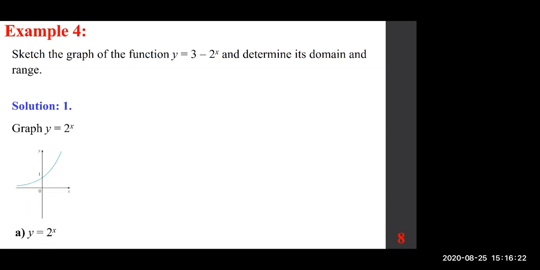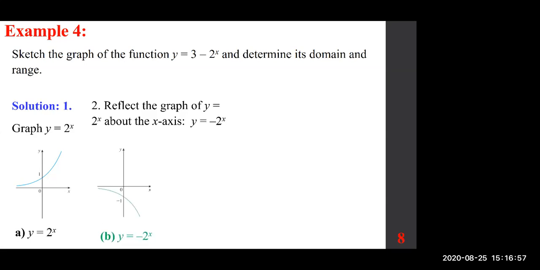It doesn't have to be perfect. If it's not to scale, so be it, a rough sketch. But what are the transformations we need to use? The next one: let's say this is y sub 1, then y sub 2 equals negative 2 to the power of x, which is the reflection about the x-axis. So we simply flip it over.